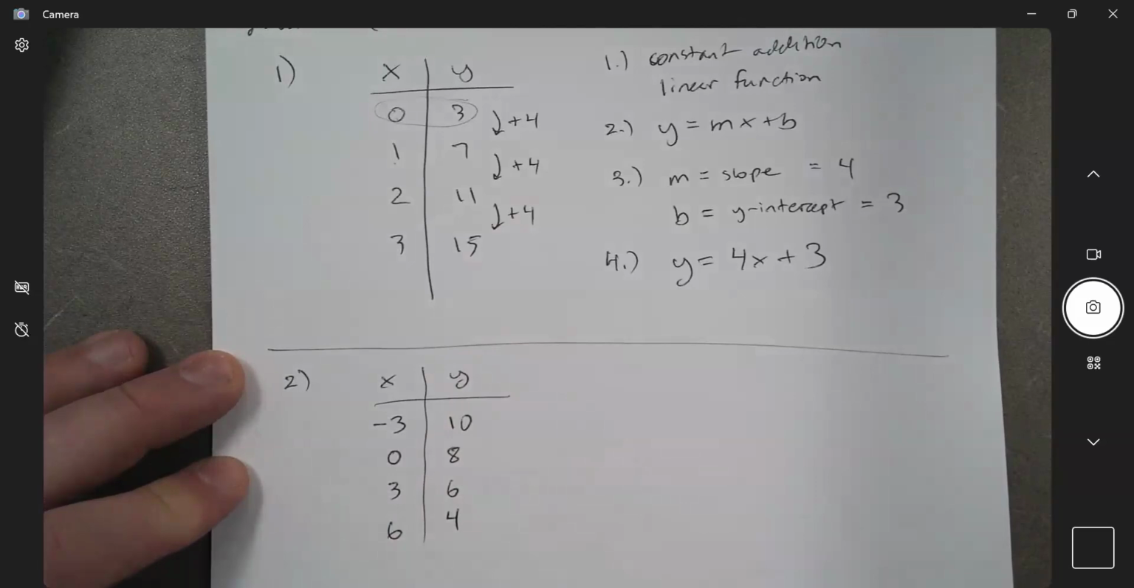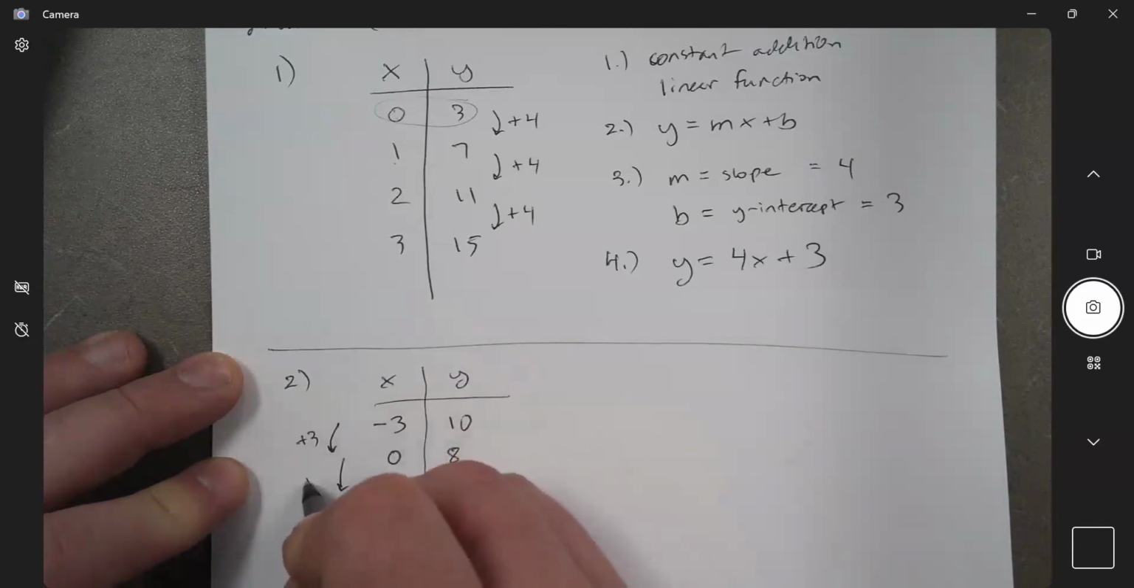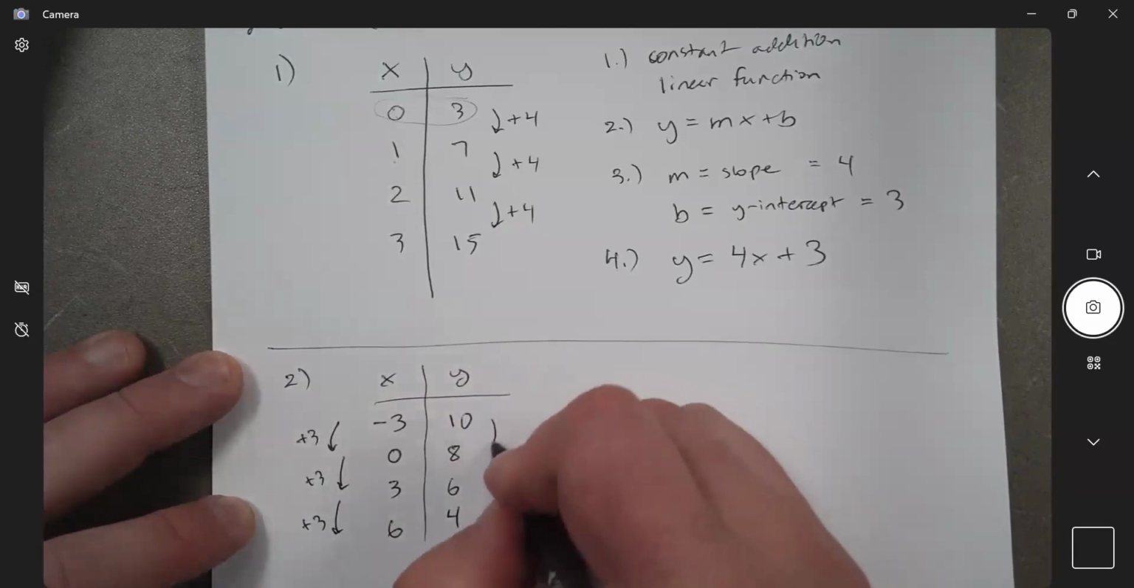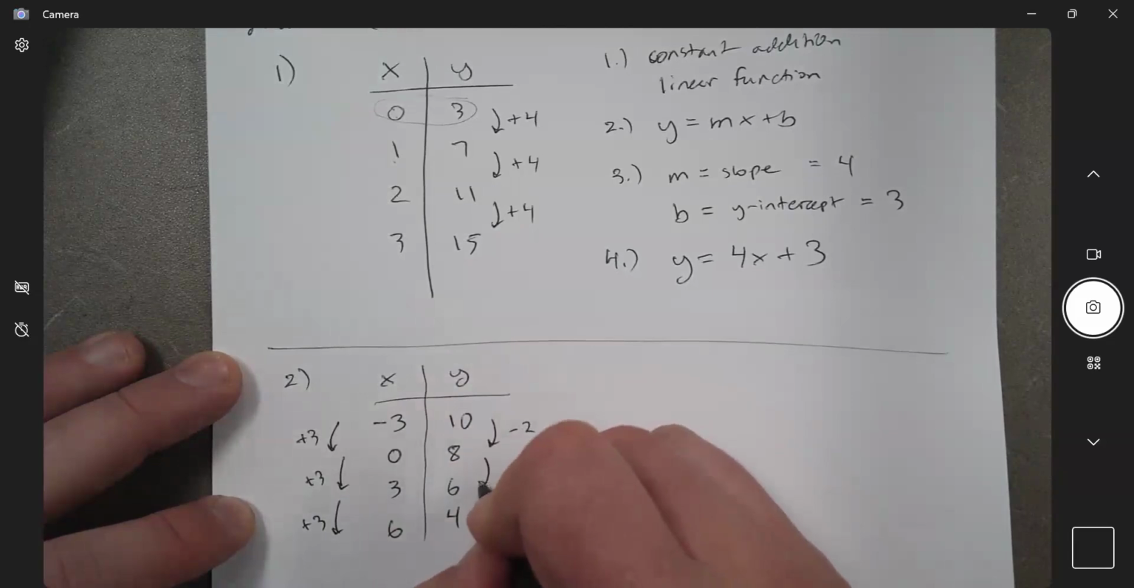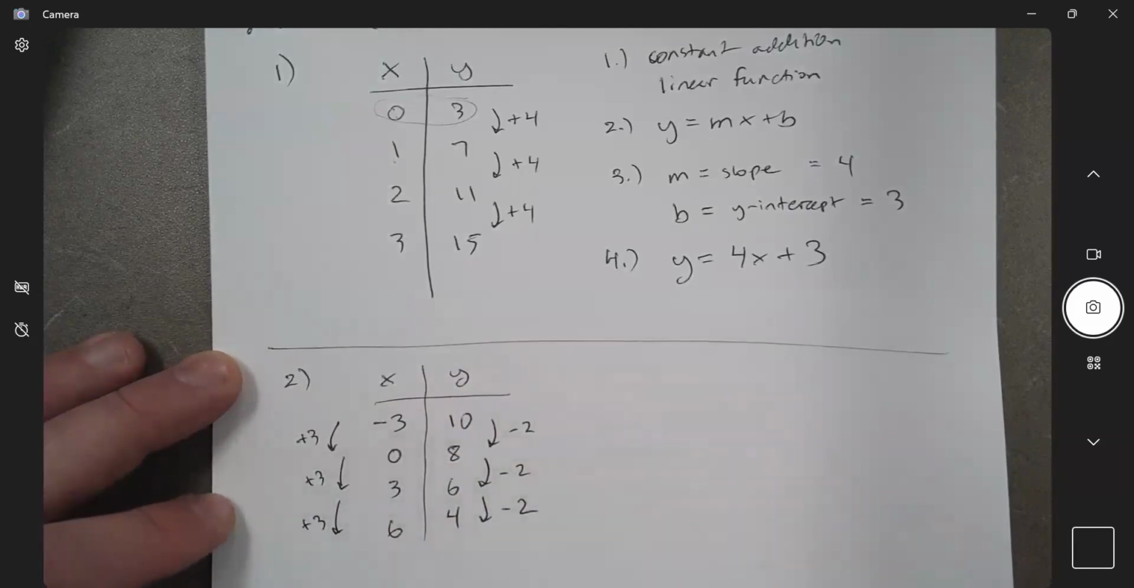So I need to figure out if this is a linear function. It's not changing by 1 each time, but it is changing by 3 each time, the x value. So when x changes by a constant 3, y changes by a constant negative 2. Okay, that's linear.